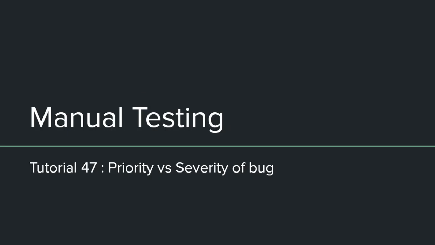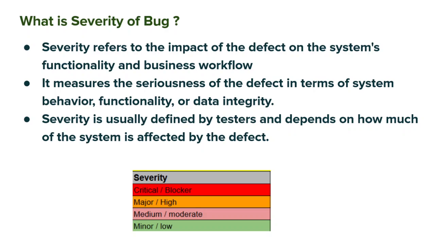Hello everyone. Today we will see about priority and severity of the bug. What is the difference between priority and severity of a bug? So in the last session we understood what severity of a bug is.